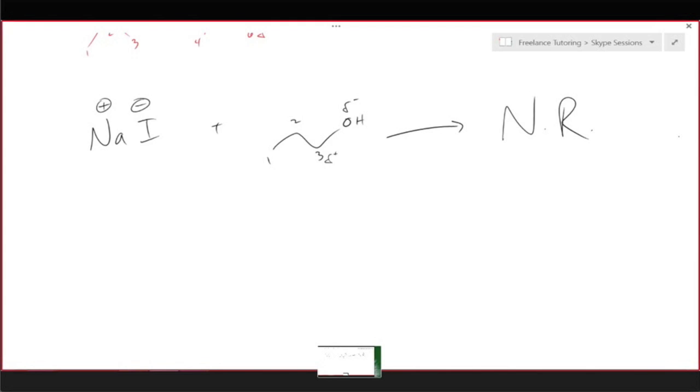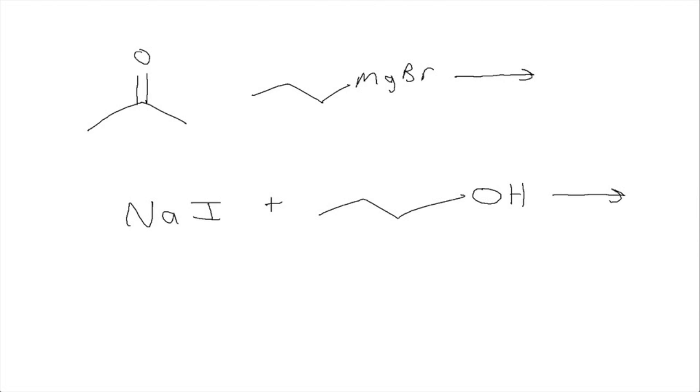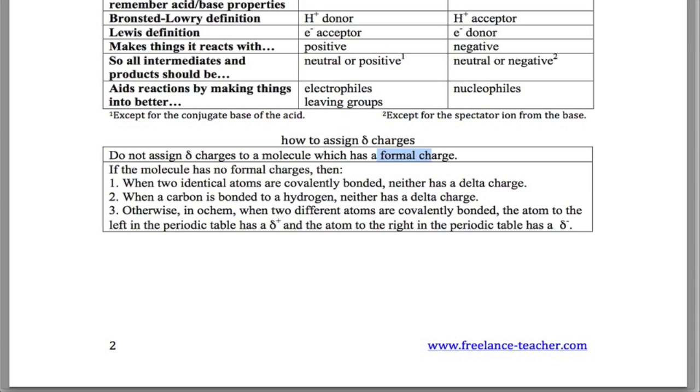So we'll get into that later. So it's important to know when there's no acceptable leaving group. So that's good. So yeah, in this example, the answer was no reaction, even with the delta positive. Okay, so let's go back to my screen.